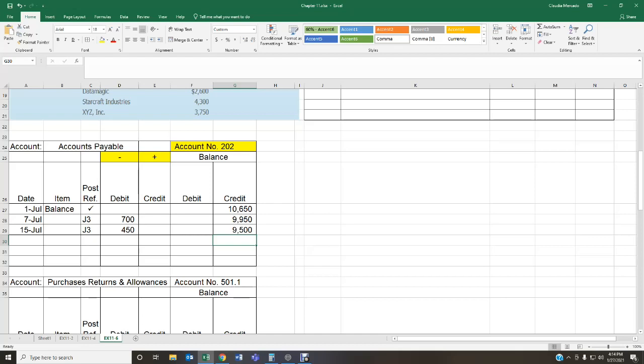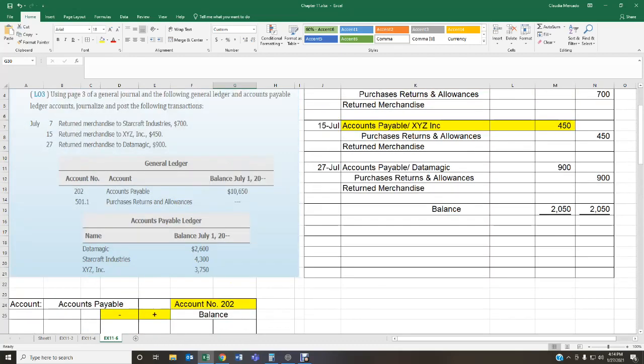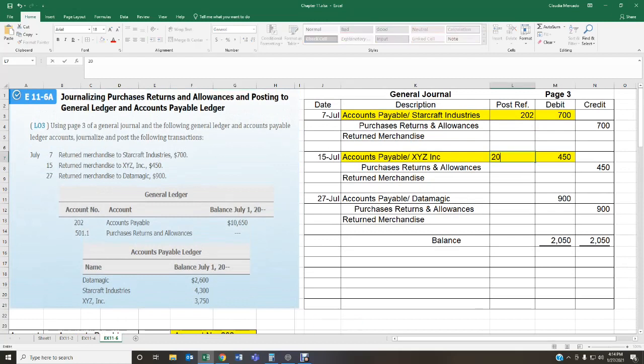So my credit balance is decreasing. That means that I owe less money. Accounts payable represents how much do I owe? Well, I owed $10,650, but then I made a return, so now I only owe $9,950. Then I made another return, now I only owe $9,500. And then when we're done, we're going to go back and enter our account number on our journal. That way it tells me that I've posted that transaction on General Ledger 202.